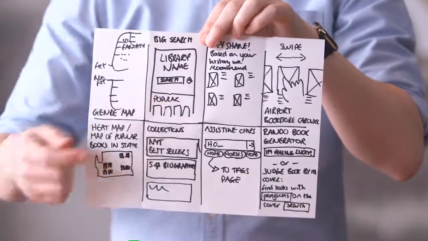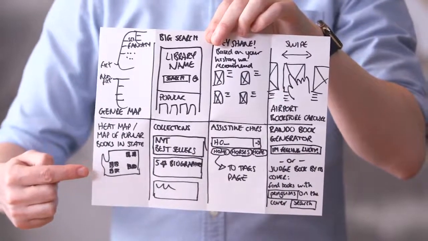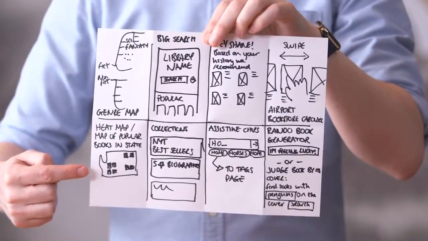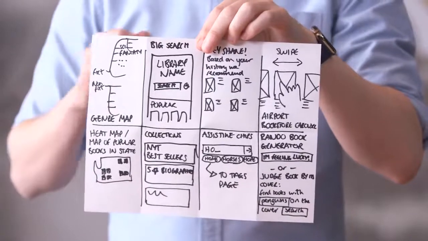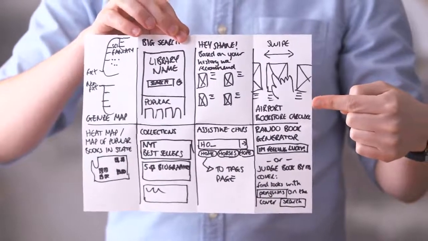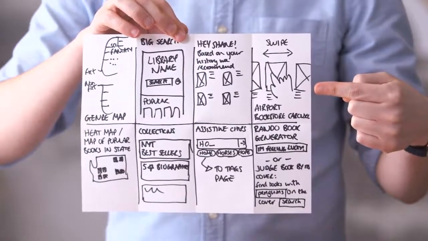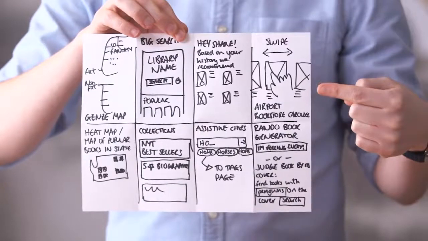Perhaps users might like to know what the most popular books are in their area or in different parts of the state, so I sketched a heat map of popular books here. This sketch over here shows a carousel of books that a user can swipe through, much like looking through books at an airport bookstore. This idea could bring familiar elements from the physical world into the digital world.